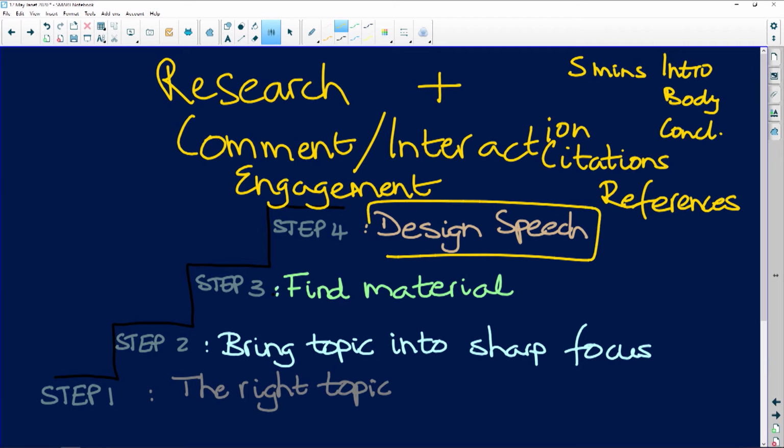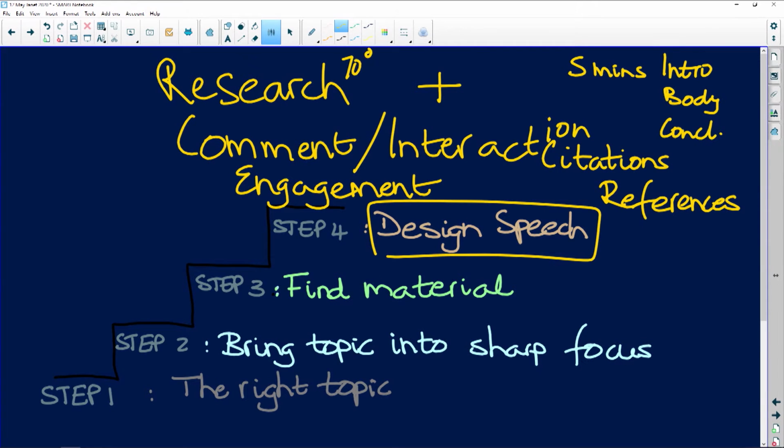This is part of the design. Now, how much research and how much comment? You need to be guided by your teacher, because each teacher has her own preference. I'm looking for 70% research and 30% comment. Comment, I want to put there not sort of anecdote.